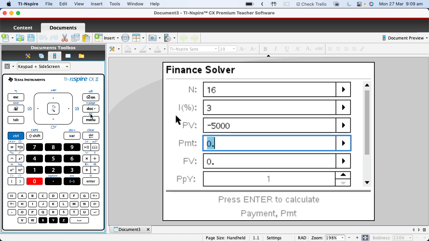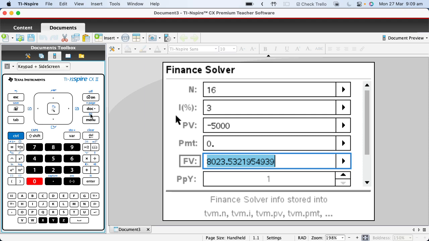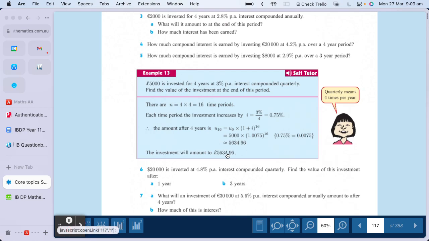Now, payment, because this is a general finance solver, it could be used, for example, if this was a loan and then you need to make payments every period, then you could put in an amount here as well. The final value or future value, I always call it final value. The future value is what it's going to end up being. If I press return now, I'm going to get the wrong answer. I'll explain why in a second. So if I press enter, it will calculate it, but it's $8,023, when it should be 5,634.